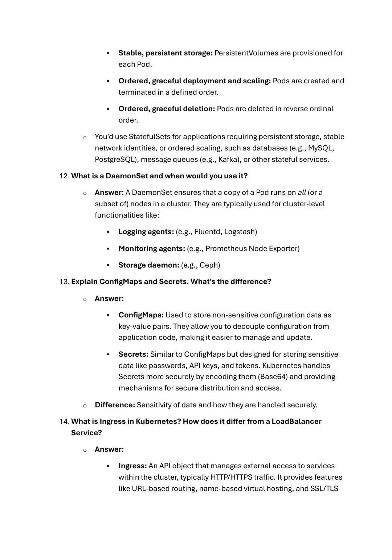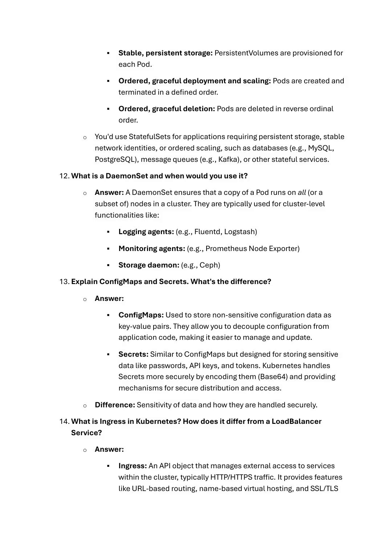Secrets are similar to ConfigMaps, but designed for storing sensitive data like passwords, API keys, and tokens. Kubernetes handles Secrets more securely by encoding them in base64 and providing mechanisms for secure distribution and access. The difference is the sensitivity of the data and how they are handled securely.